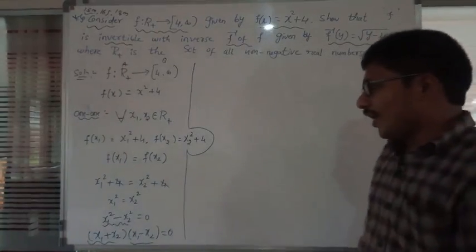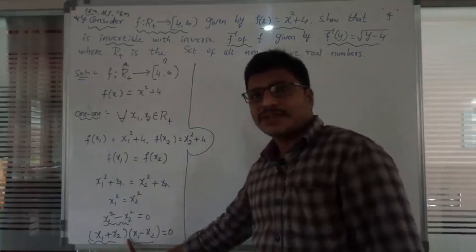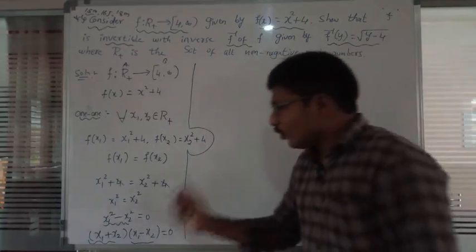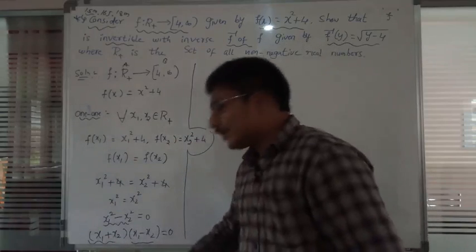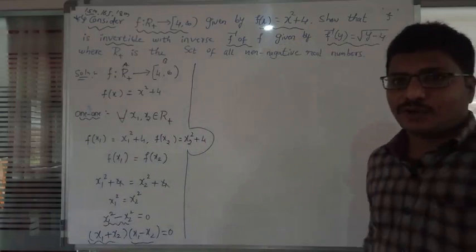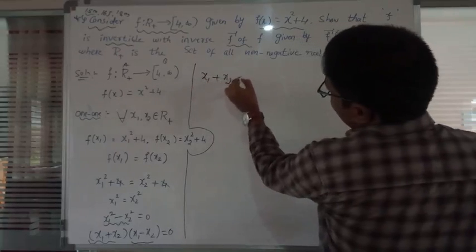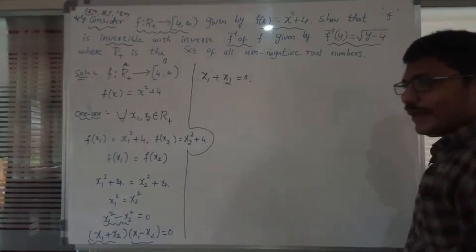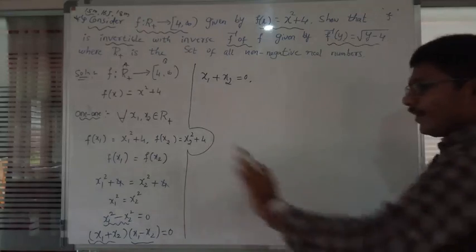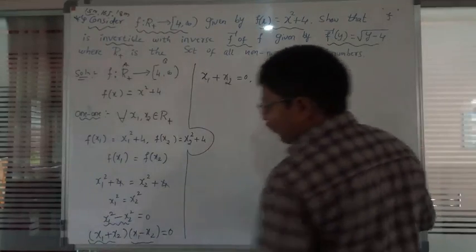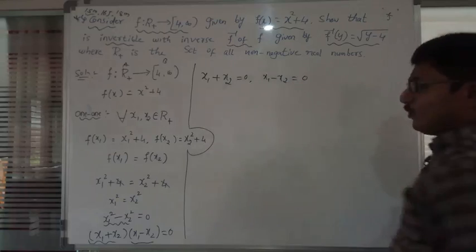Those two equations are related by multiplication and equal to 0. Those two equations are made independently equal to 0. Make those two equations separately equal to 0. So what happens: x1 plus x2 is equal to 0. Those two equations are made equal to 0 individually, separately, and they are related by the multiplicative. So it means x1 minus x2 is equal to 0.